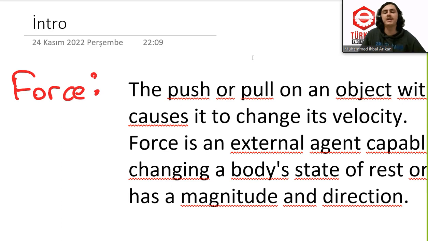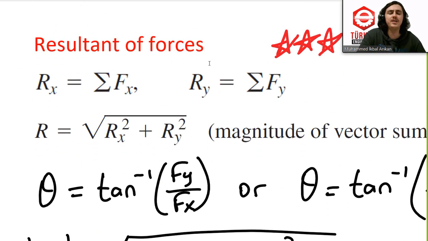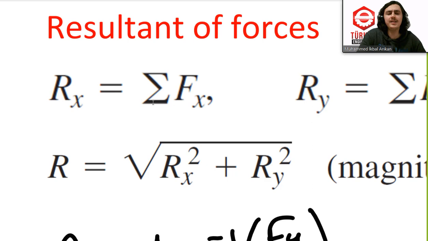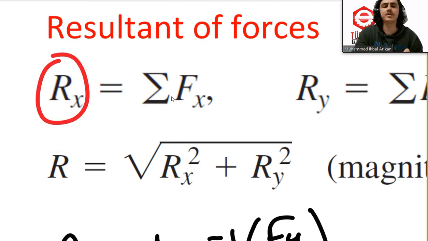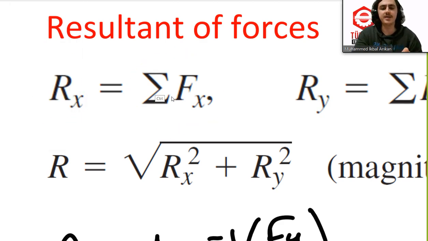So force will not be enough. But how can we study net forces? Actually, the resultant of forces, the net force, is just the summation of all forces in that axis. As you see here, the resultant of forces in the x-axis will be sigma Fx. Sigma is a Greek letter that means the summation. So it is the summation of all Fx.